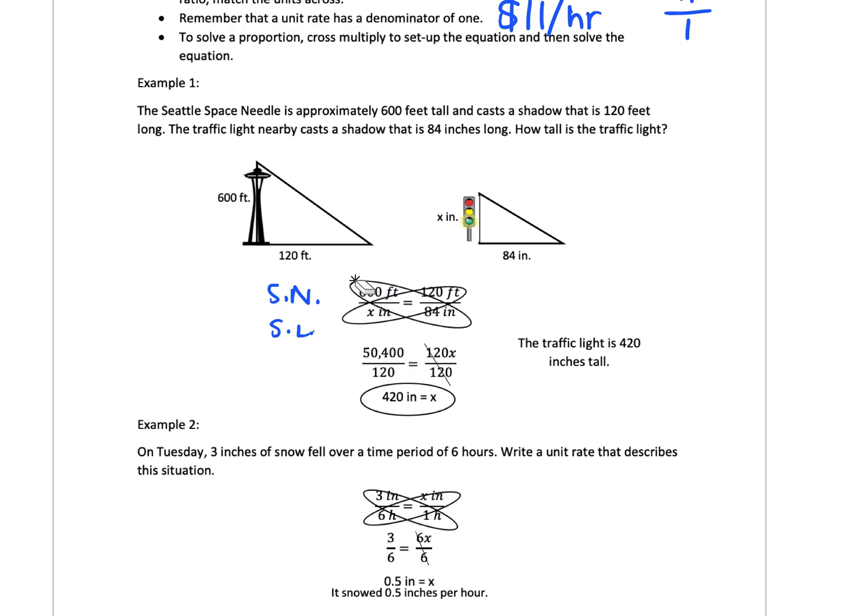Now, once you have your proportion and it's correct, you can just cross multiply, and that's what these circles are showing you. So 600 feet times 84 inches gets us 50,400, and then x times 120 equals 120x. Then to solve this, we just have to get x by itself. Right now 120 is being multiplied by x, so we divide by 120 on both sides. So 420 inches equals x here, which means the traffic light will be 420 inches tall because that was our x value here.